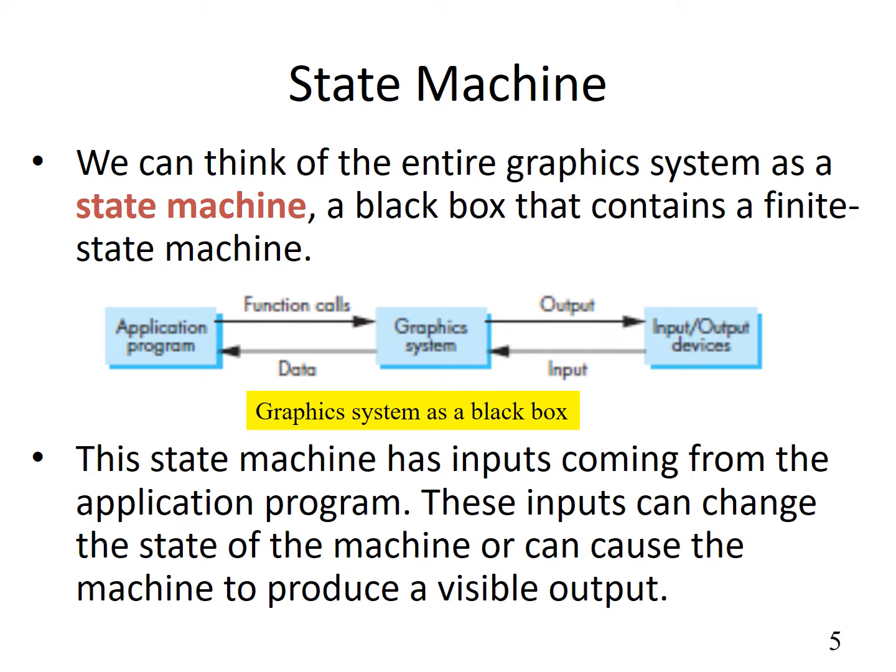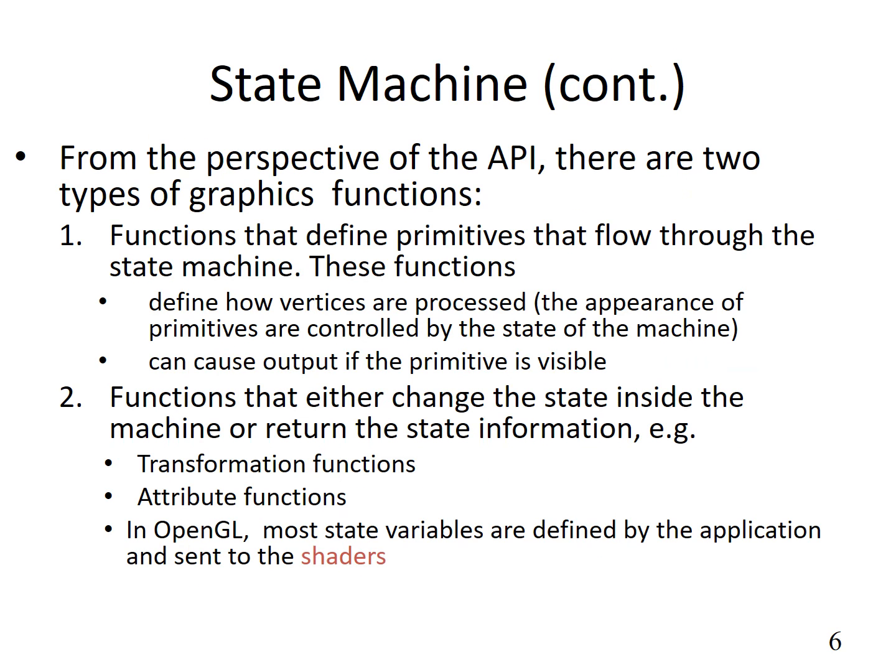We can think of the entire graphics system as a state machine, a black box that contains a finite state machine. This state machine has inputs coming from the application program. These inputs can change the state of the machine or can cause the machine to produce a visible output. From the perspective of the API, graphics functions are of two types. Those that specify primitives that flow through a pipeline inside the state machine, and those that either change the state inside the machine or return state information.